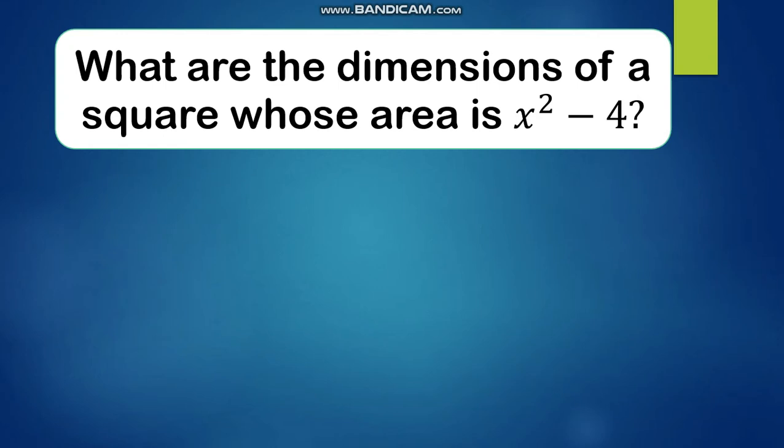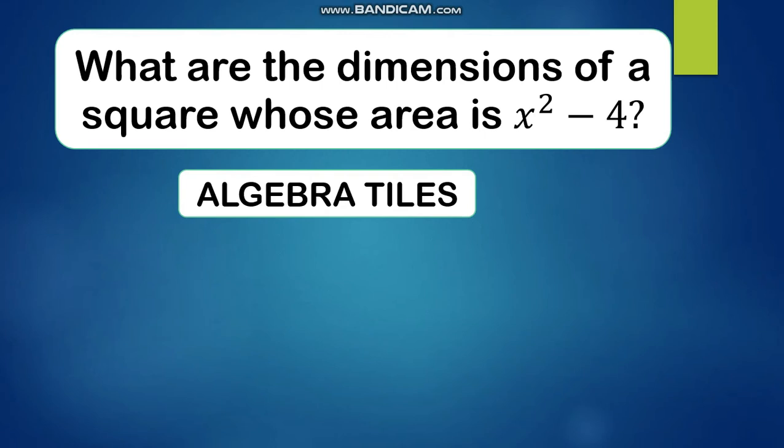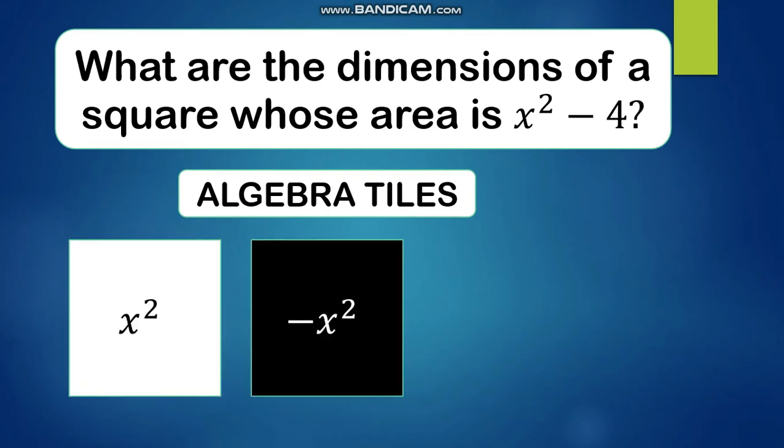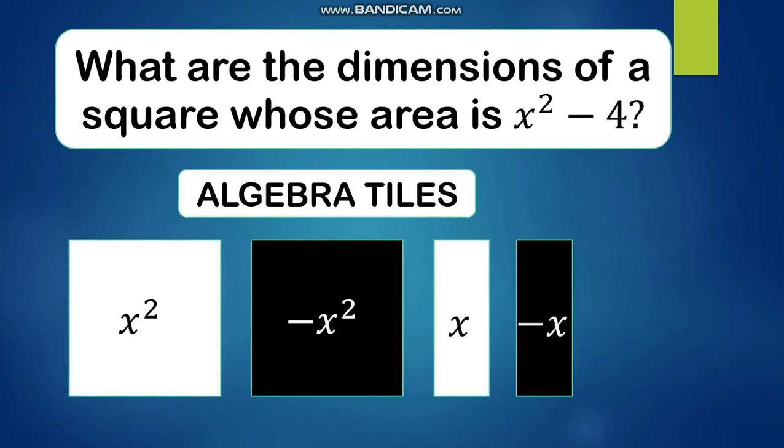What are the dimensions of a square whose area is x squared minus 4? Using the algebra tiles, we have x squared, negative x squared, x, negative x, 1, negative 1. Is x squared a perfect square? Yes, you're right. How about 4? Is this a perfect square? Correct. Now, let's begin finding the factors of the given difference of two squares.